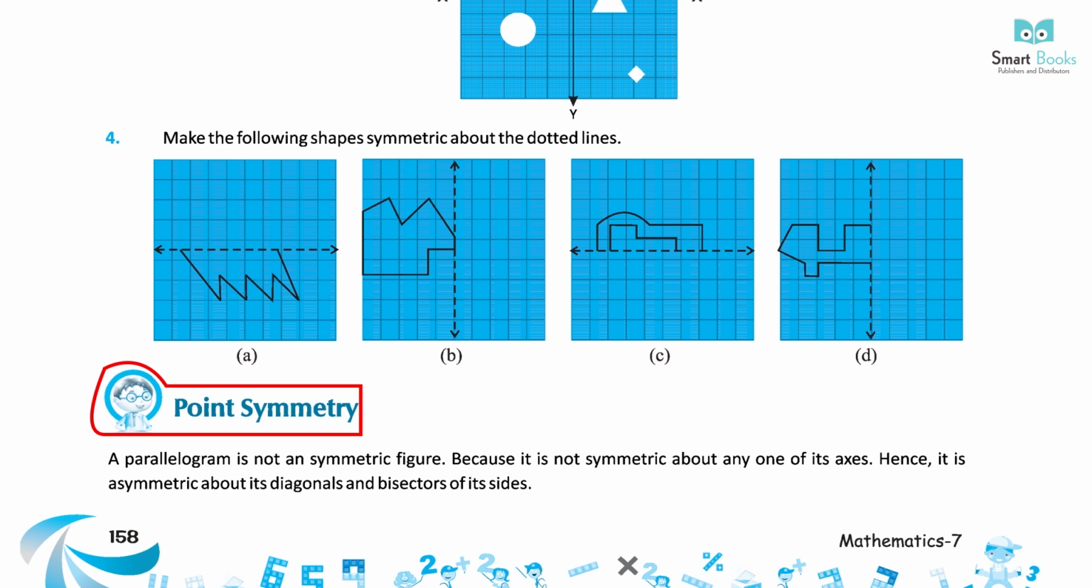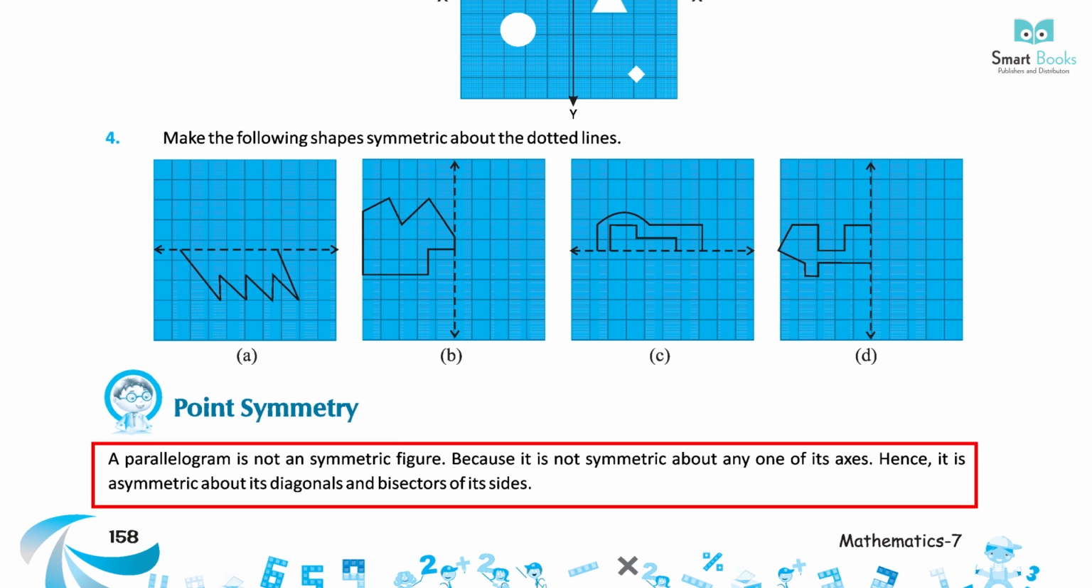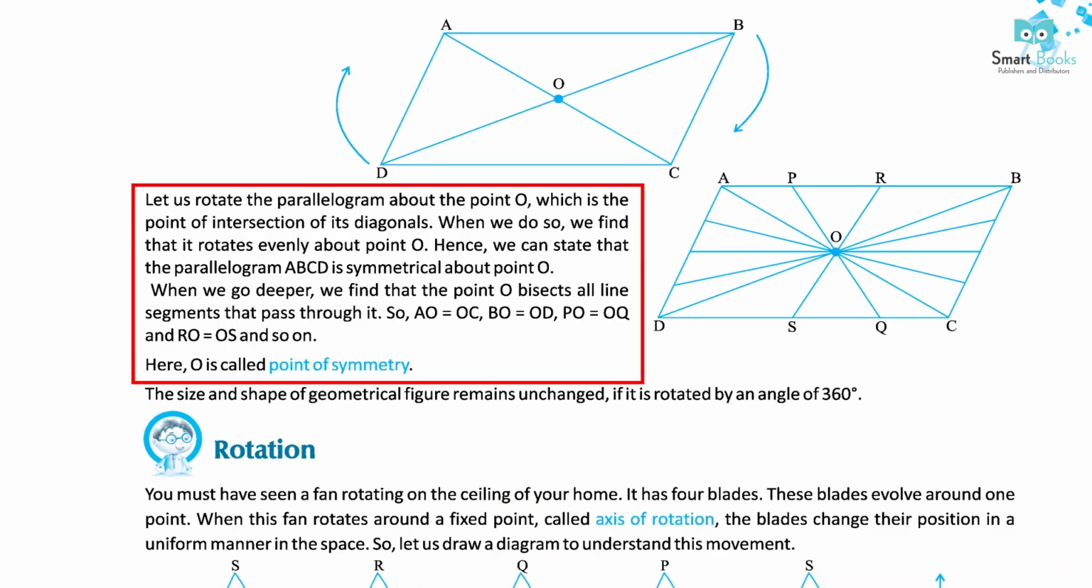Point symmetry. A parallelogram is not a symmetric figure because it is not symmetric about any one of its axes. Hence, it is asymmetric about its diagonal and the bisector of its sides. Let us rotate the parallelogram about the point O, which is the point of intersection of its diagonals. When we do so, we find that it rotates evenly about point O. Hence, we can state that the parallelogram ABCD is symmetrical about point O.